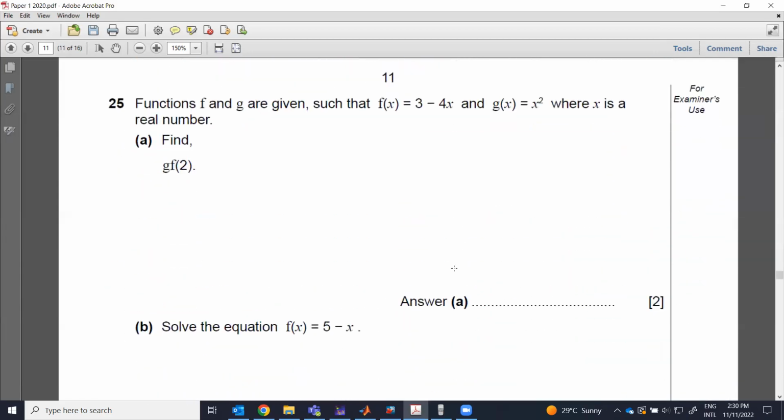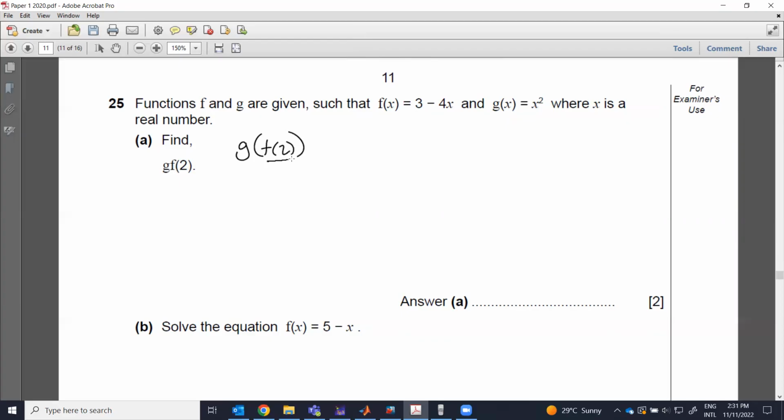Okay, number 25 has to do with functions. So functions f and g are given such that f of x is 3 minus 4x and g of x is x squared, where x is a real number. Find f and g of 2. Okay, now the notation here is a little bit different, but I'm guessing here they want you to find the composition. So this is g of f of 2.